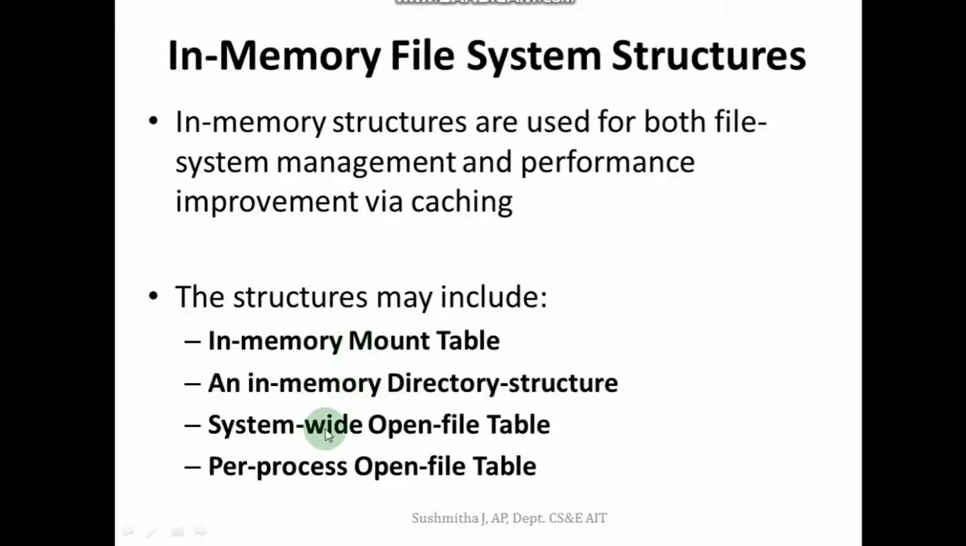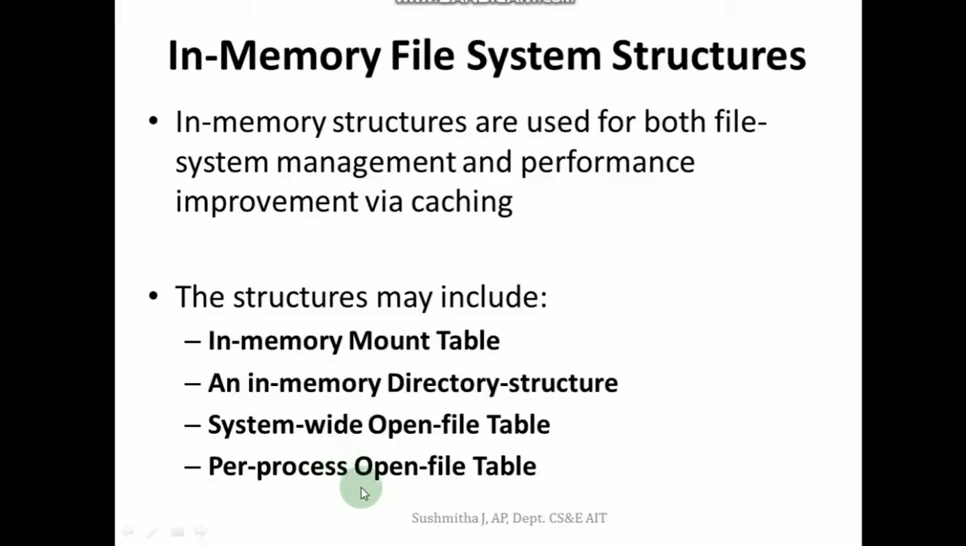The next one we have is the system-wide open table. So this contains a list of all open files in the system at a particular point of time. Whenever the user opens any file for reading or writing, the entry will be made in the open file table. I think we had discussed previously also about the system-wide open file table and per process open file table when we had discussed about the operations.